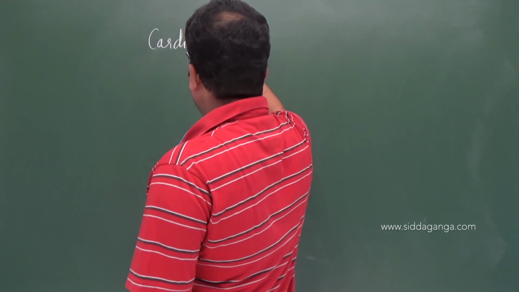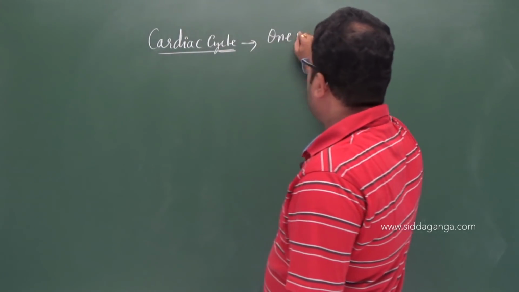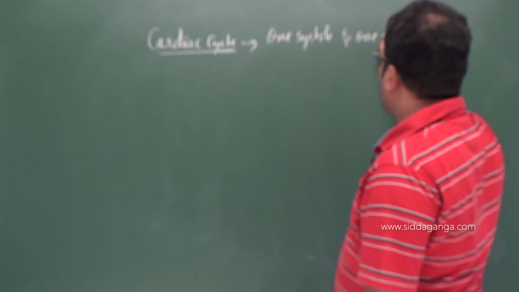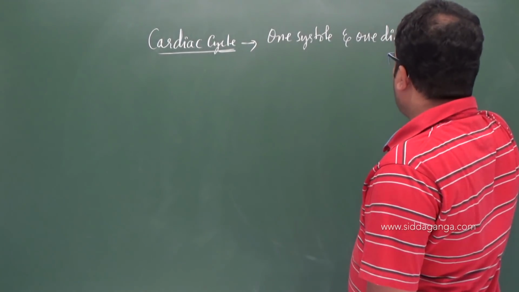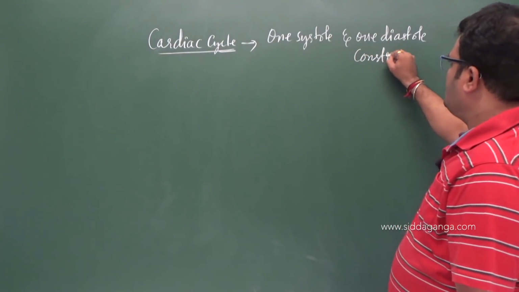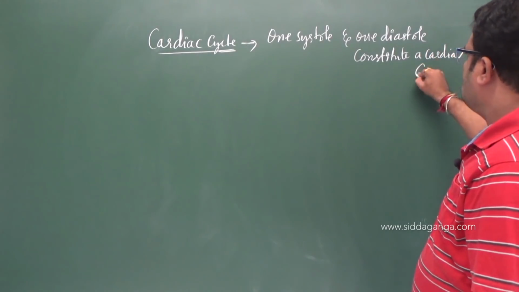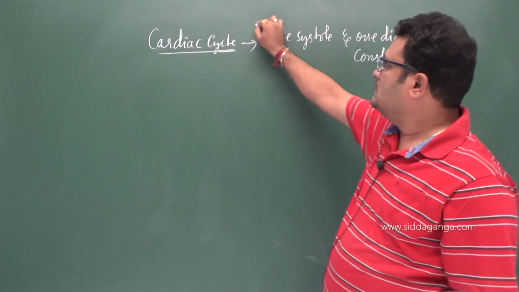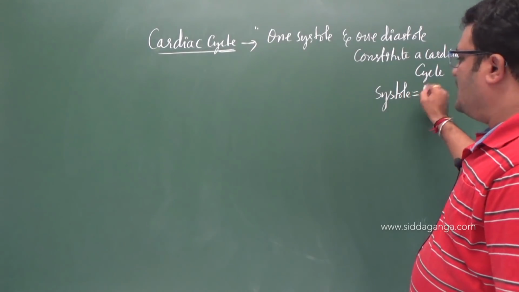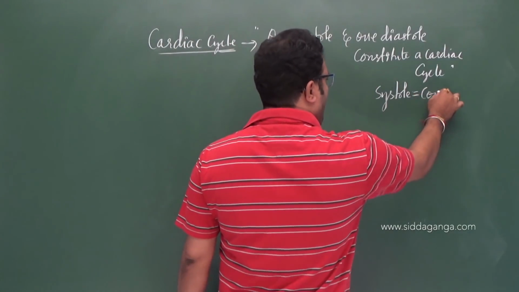One systole and one diastole constitute a cardiac cycle, right? So what is systole? Systole means contraction.